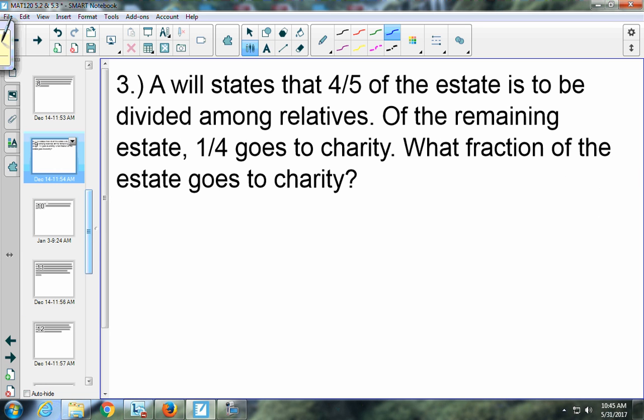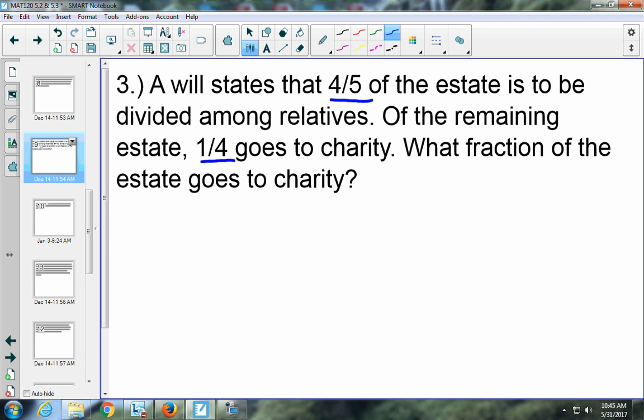If we look at this example, it says a will states that 4/5 of the estate is to be divided among relatives. Of the remaining estate, 1/4 goes to charity. What fraction of the estate goes to charity? So if I'm trying to organize what's going on here, there's two numbers, the 4/5 and the 1/4.